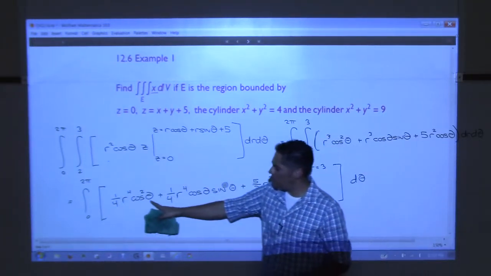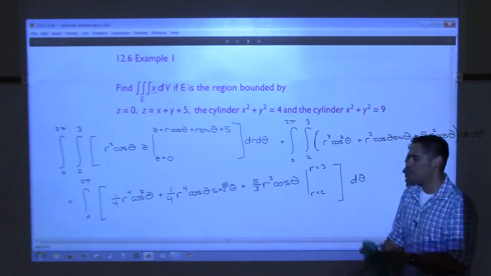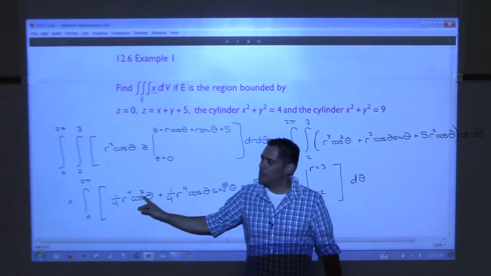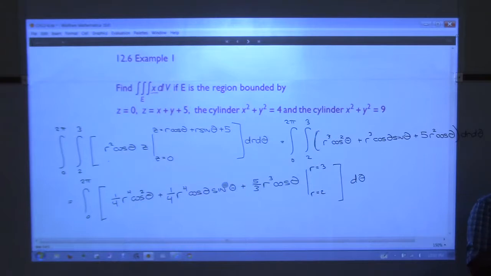What if this was cosine to the 4th? You'd have to do power reducing twice or something like that. What if this was cosine cubed? You could pull out a cosine and then turn that cosine squared into 1 minus sine squared. These were all methods that were covered in trig integrals in Cal 2. I just have a feeling that's going to come up in your take home.